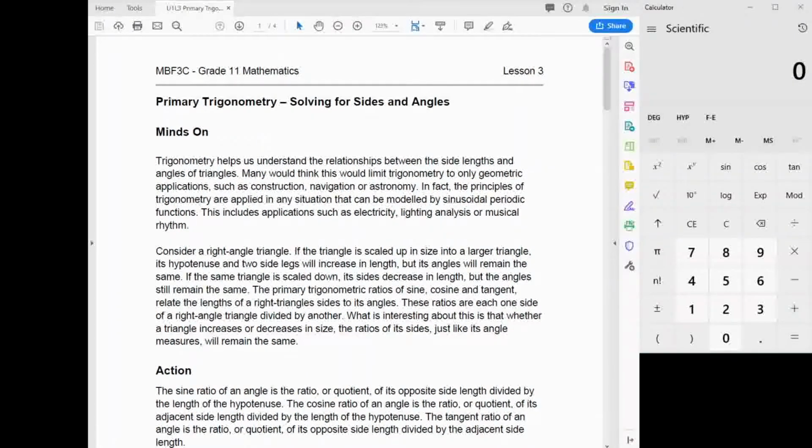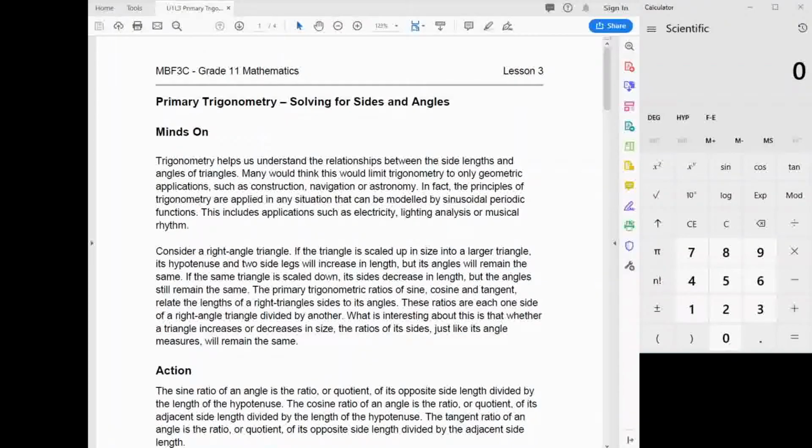So this next lesson is on primary trigonometry, and the term primary trigonometry refers to the basic ratios of trigonometry, which are the sine, the cosine, and the tangent ratio. So what does trigonometry mean? Well, let's look at the word for a second. The trig part makes us think of the word triangle, and anytime you see a word that ends in metry, it means measure. So really, trigonometry means to measure a triangle.